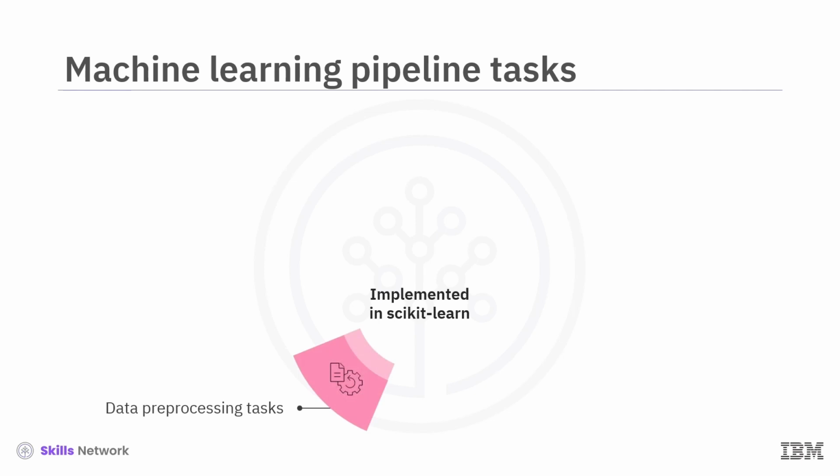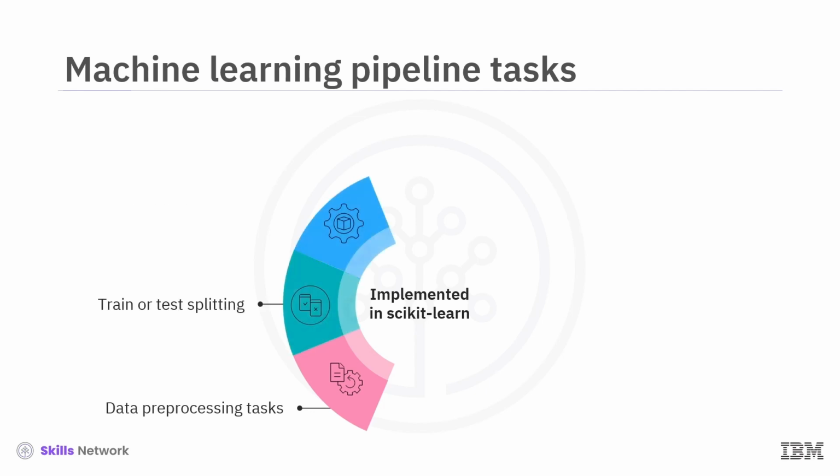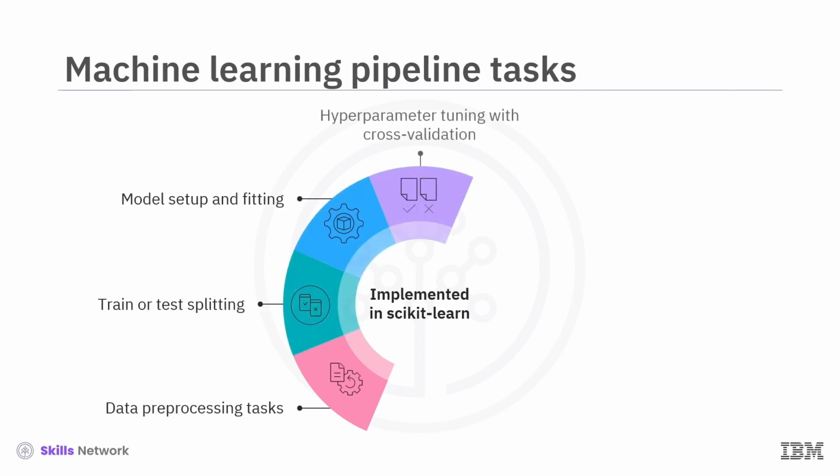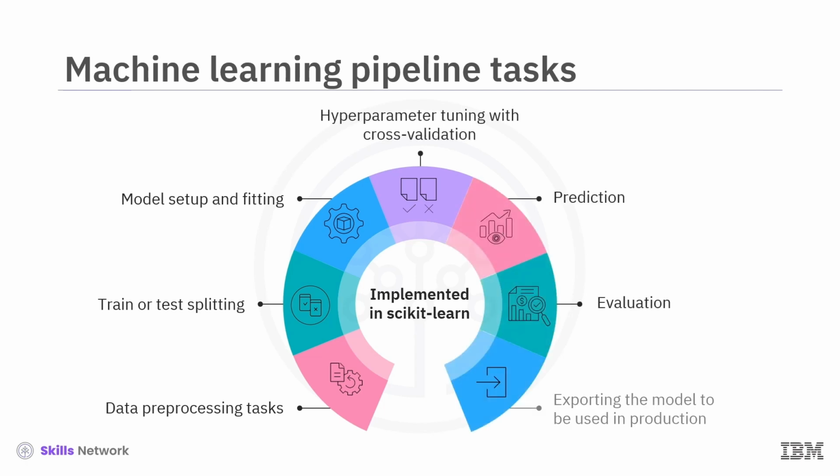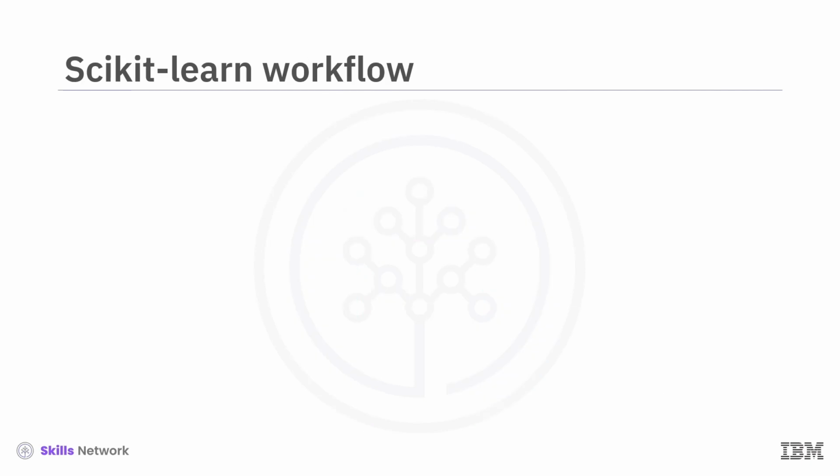data preprocessing tasks like data cleaning, scaling, feature selection, and feature extraction, train or test splitting, model setup and fitting, hyperparameter tuning with cross-validation, prediction, evaluation, and exporting the model to be used in production. Here's an example of a basic machine learning workflow using the scikit-learn library.